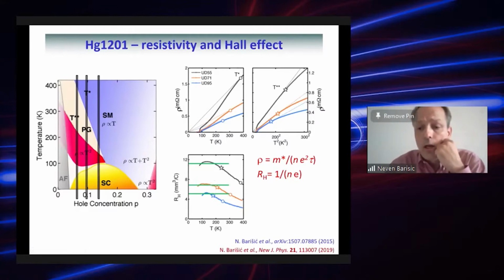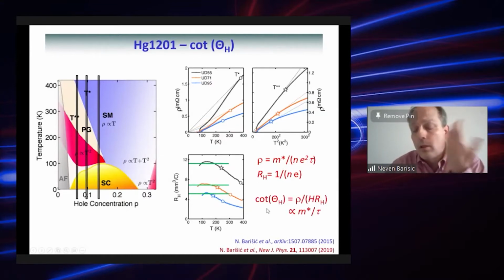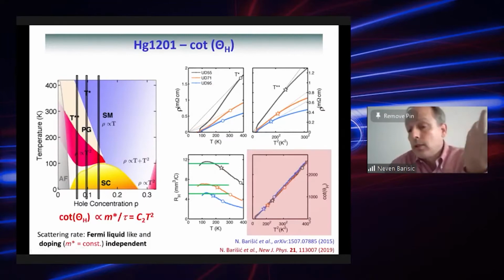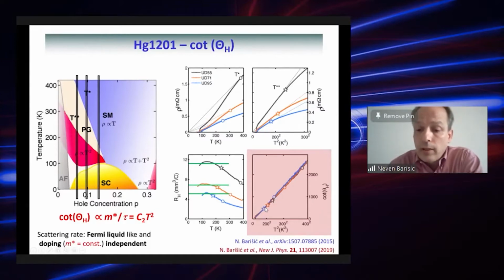And then if you take these two curves, this one and this one, and you just divide them one by the other, you get the cotangent Hall angle. And in the simplest possible case, this should give you m* over tau. What is really amazing and absolutely shocking for me is that this cotangent Hall angle is T squared, and furthermore, it's doping independent. You don't see any serious changes when crossing any of these characteristic temperatures. The cotangent Hall angle remains T squared.